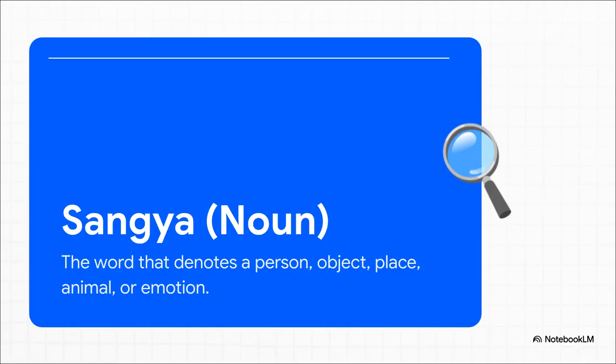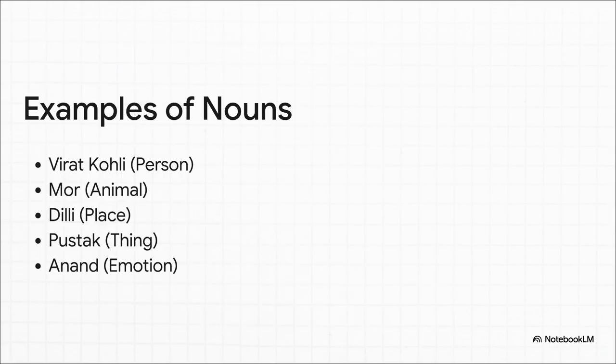A sangya, a noun, is really just a label. It's the word we use to point at something, whether it's a person, a place, a thing, or even a feeling, and say, yep, that's what this is. It's how we start to organize the chaos of the world and make sense of it. And seeing these examples just makes it click, you know? A person, like Virat Kohli. An animal, Moor, which means peacock. A place, Delhi, for Delhi. And it even works for abstract things, like Anand, which means joy. These are the core building blocks we're going to be working with.